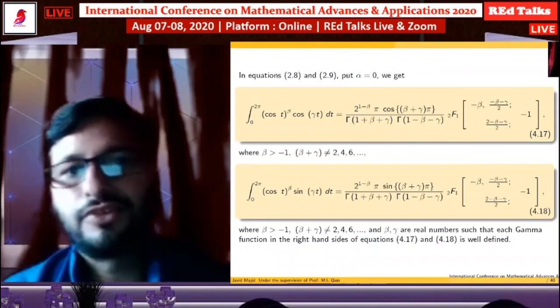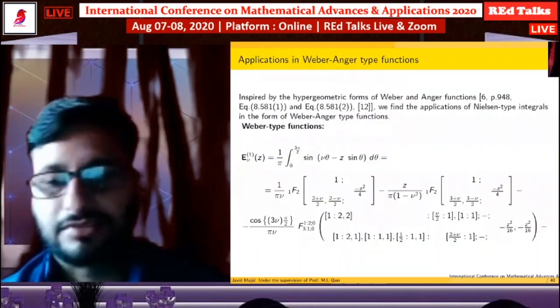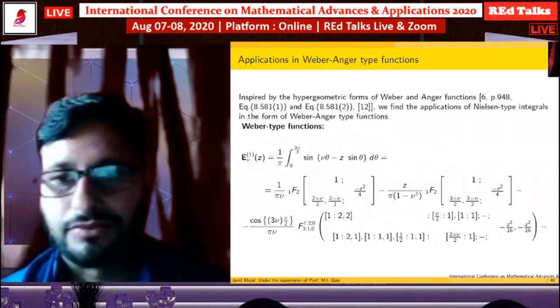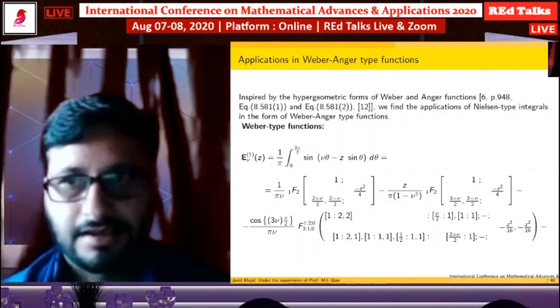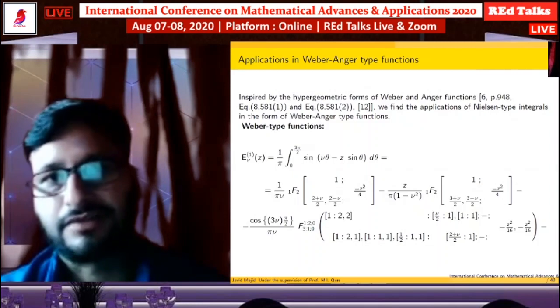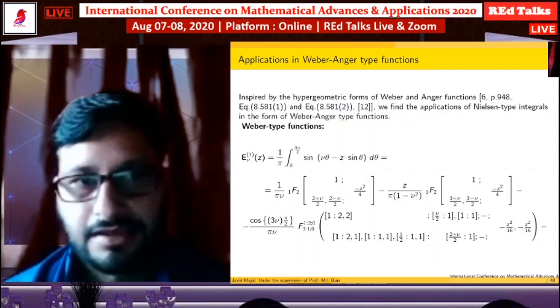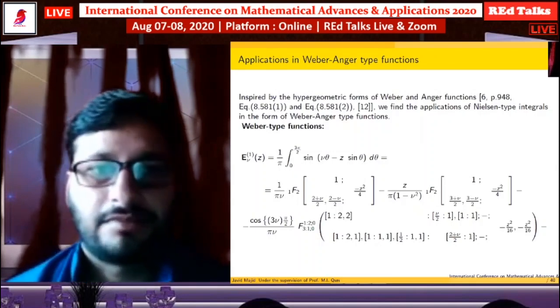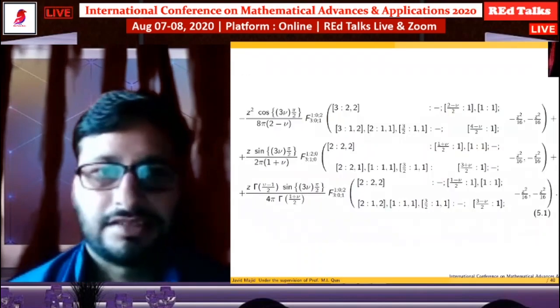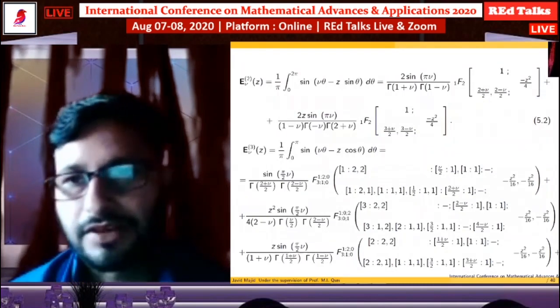And in equations 2.8 and 2.9, if we put alpha equal to 0, we get two more integrals given by 4.17 and 4.18. And lastly, we have obtained the applications of the above given integrals in the form of the Weber-Anger type functions. We have defined the first Weber type function E mu1 z given by equation 5.1.